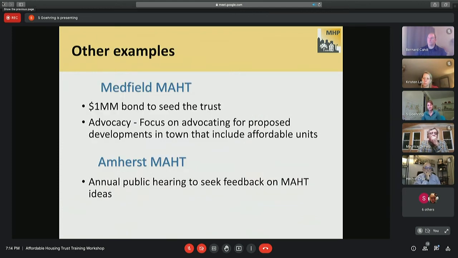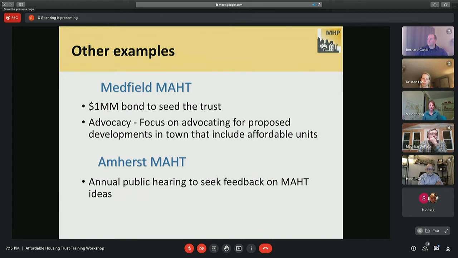A couple of other examples of how different trusts are working or things that they're doing. In Medfield, they did bond $1 million to seed their trust, but the last that I heard, which was just about a year ago, they still had not used those funds because the trust has really taken the role of an advocate. And so they have actually been focusing on advocating for proposals in town, development proposals that include affordable units. So their trust will work towards advocating for those proposals, seeing them as an asset and a benefit to the community without having to use any funds to do it because they are developments that are already being proposed.